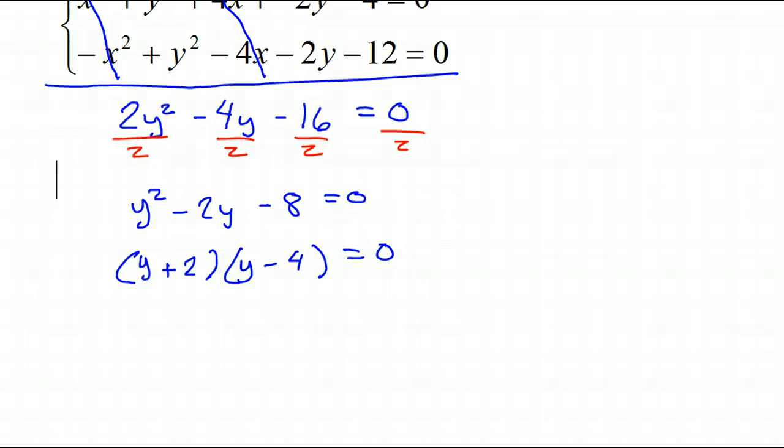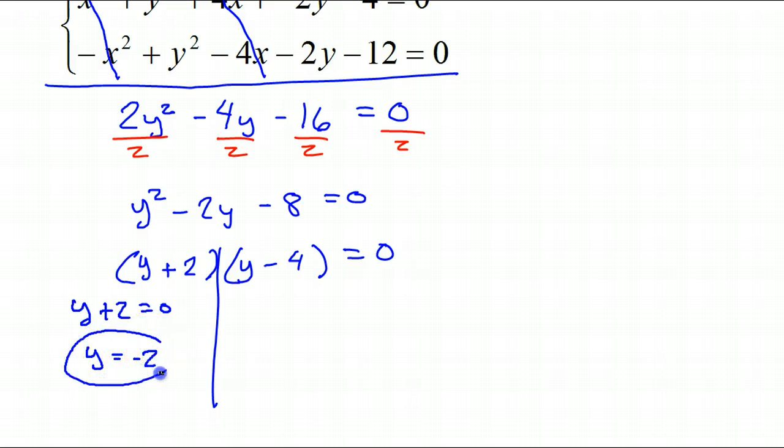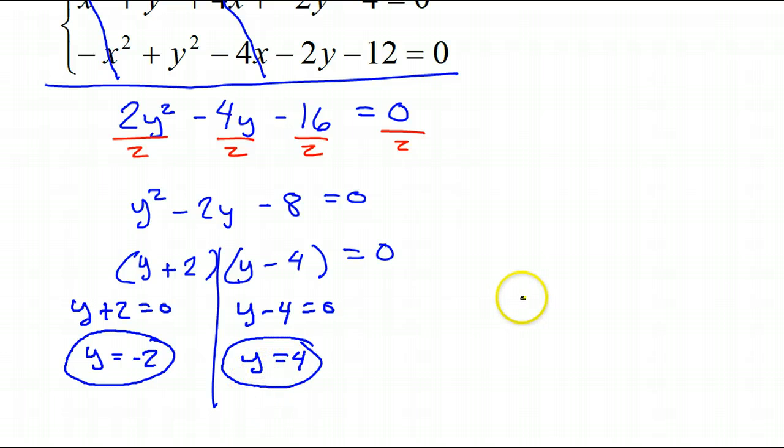Okay, so now to go ahead and solve this, we have to set these equal to 0. So if y plus 2 equals 0, subtracting 2 from both sides, we have y equals -2. If y minus 4 equals 0, adding 4 to both sides, I have y equals 4. So we have some y values. Now we need the x values that go with them.